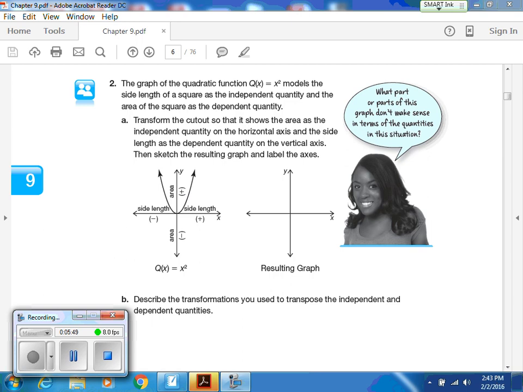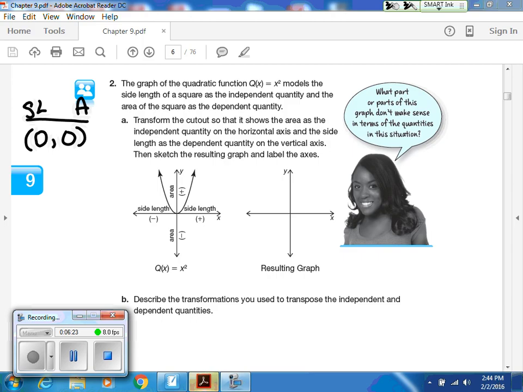So what we're going to do is pick out some points from this instead of turning it and twisting it and making it match up. Let's just pick out some points and then we'll go from there. If I'm looking at this, side length is in the x place and area is in the y place. So if I have a side length of 0, I obviously have an area of 0. If I have a side length of 1, what's that point right there?